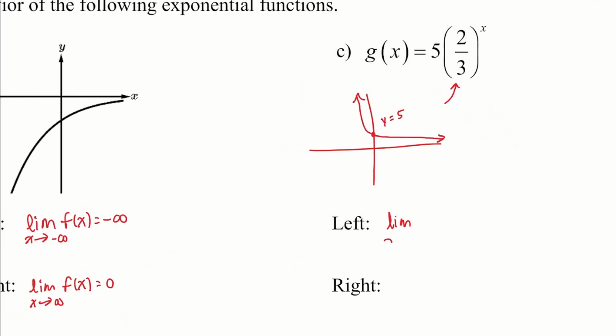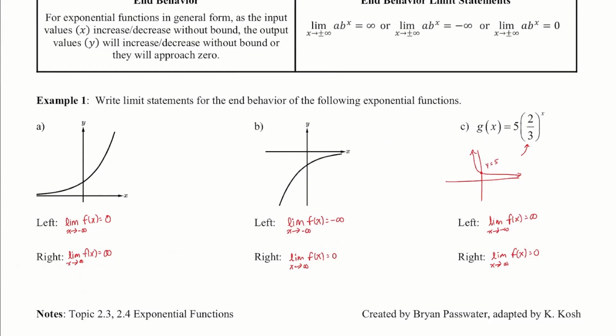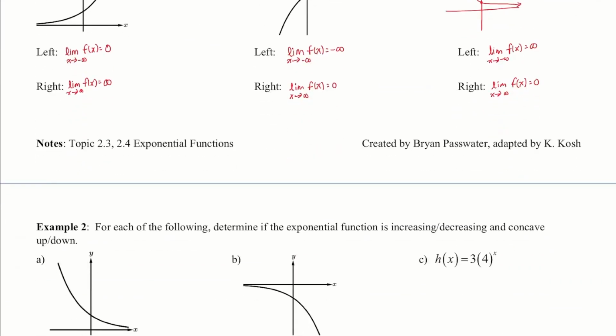The limit as x approaches negative infinity, f of x is going all the way up to infinity. The limit as x approaches infinity, f of x is going towards 0. So there's our limit statements for various exponential functions. All right, let's move on to the next part.